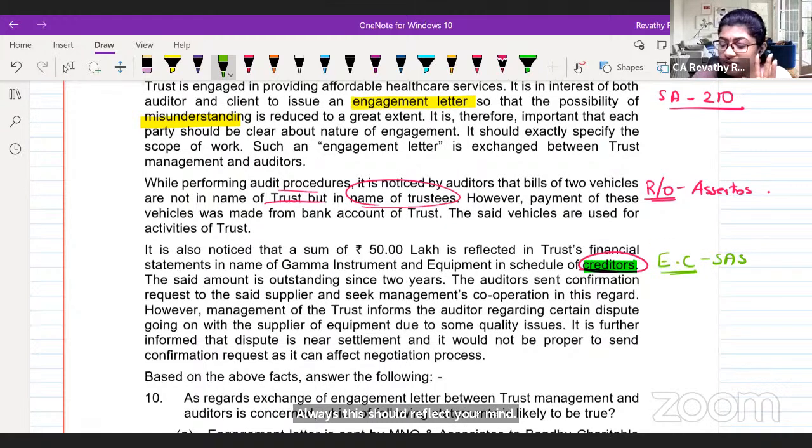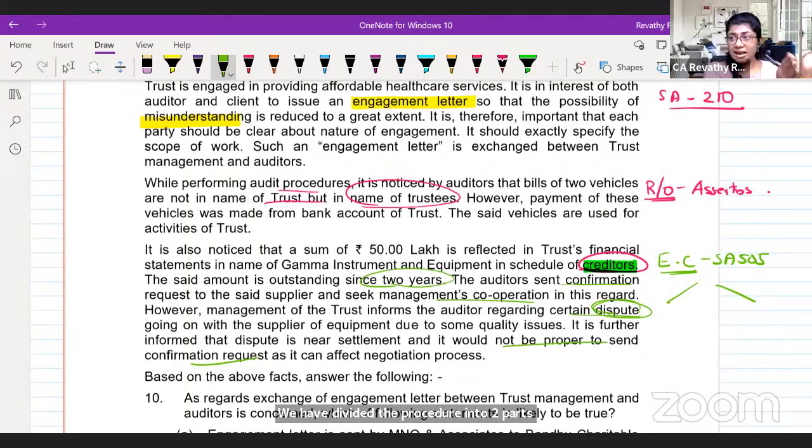SA 505. Now you read: the amount outstanding is 2 years. Auditors sent a confirmation request to the supplier and sought management cooperation. However, management informs there is a certain dispute going on. It further informed that the dispute is near settlement, so it will not be proper. Those who have notes, we have divided the procedure into 2 parts. Management allows to obtain representation, or refuses. Which part? Allows or refuses? Refuses. If it refuses, the auditor will directly modify.